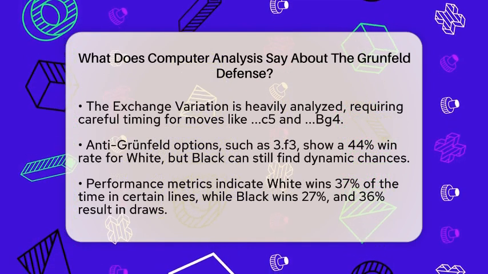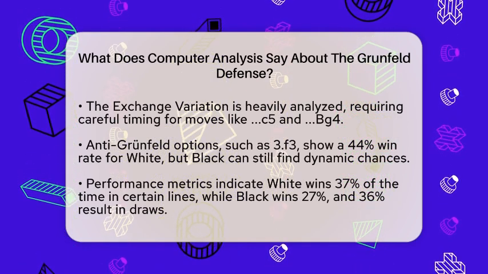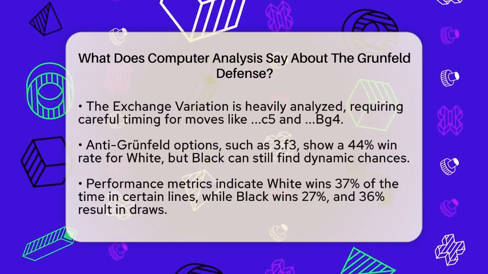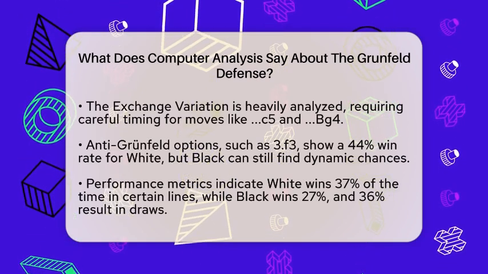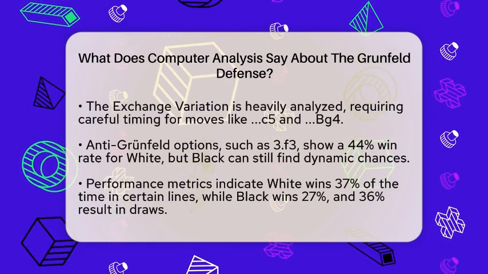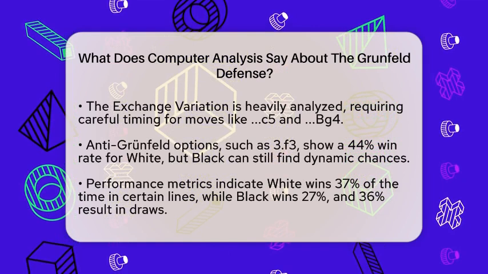Now let's talk about the anti-Grünfeld options. When white plays f3 on the third move, computer analysis shows that white has a win rate of 44%. However, black still has chances for dynamic play if they are well prepared.